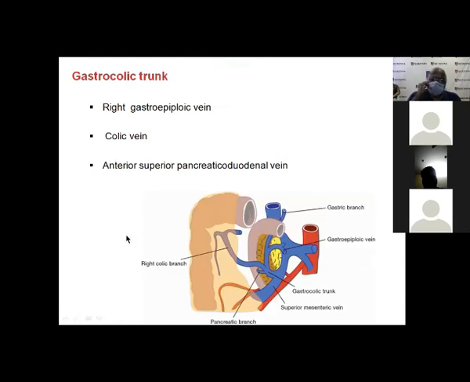Gastrocolic trunk is very important. Yesterday, I told you that you'll have to take care of one of the vessels when you want to go in the pancreas in this area. That vessel is nothing but the right gastroepiploic vein and this connecting vein. This has to be divided so that you can nicely cut through the pancreas, pushing it down. That's all. Correct?